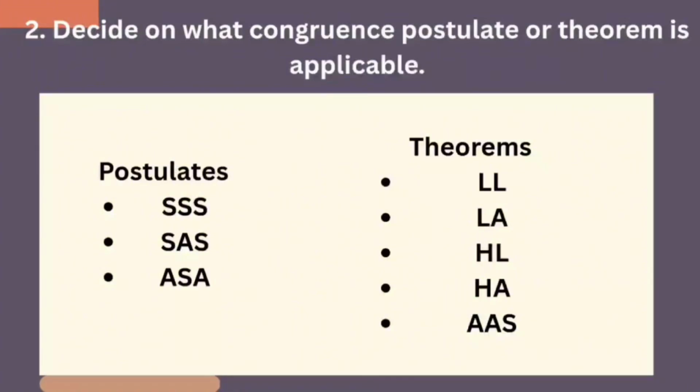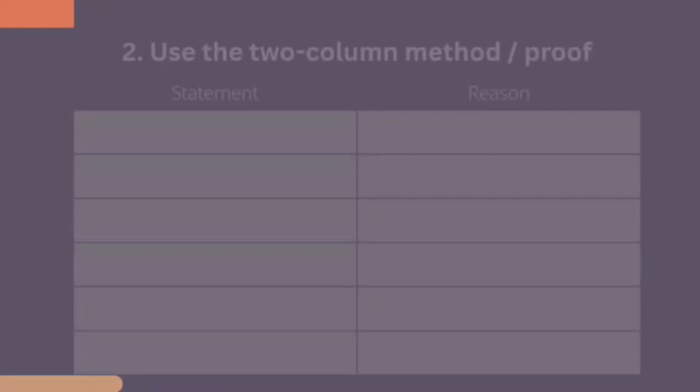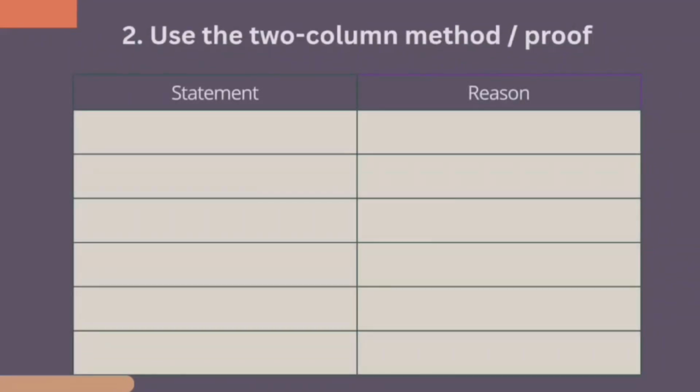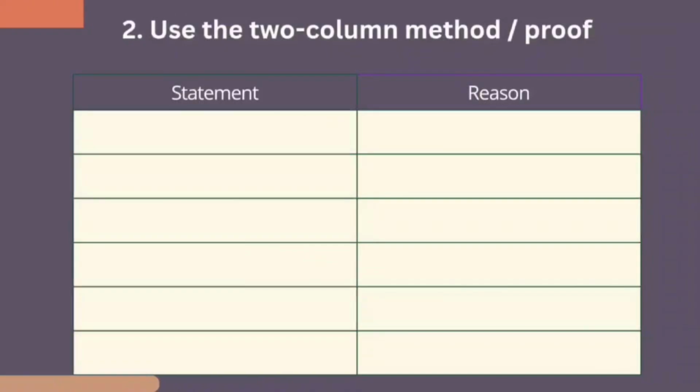So we move on to the third step. Use the two-column method or proof. To formally prove the congruence, we often use a two-column method or proof. This helps organize our statements and the reasons that support them in a clear and logical way.